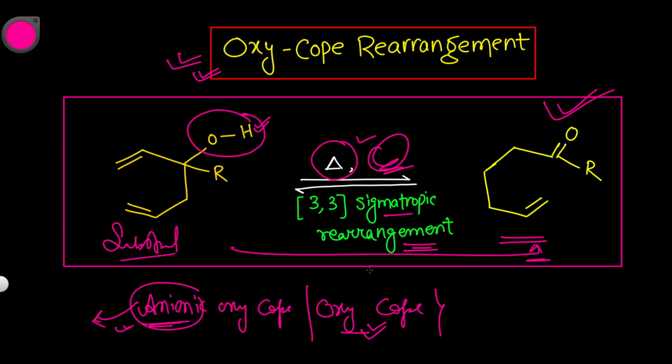So now let's start the mechanism. My substrate is something like this. Here is a double bond, and another double bond here, and you have a hydroxyl group attached here, an OH group, and here an R, an alkyl group, and now you have heat here.